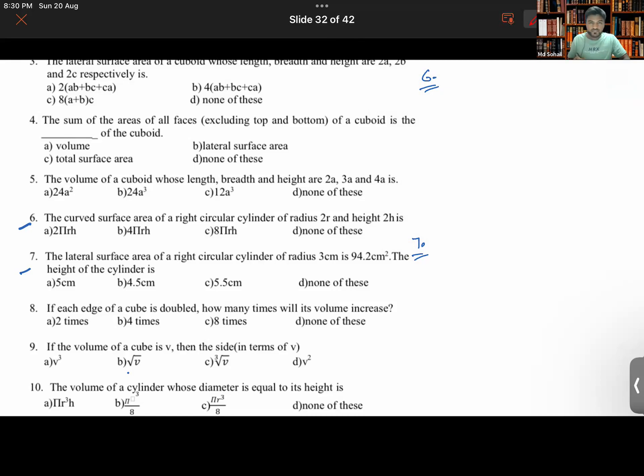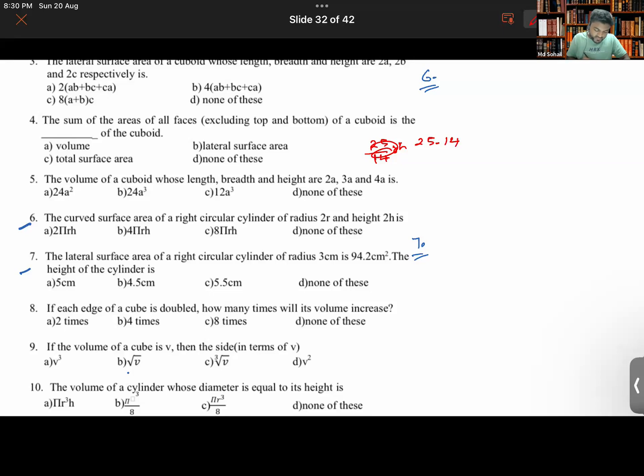Mine was 25.14 RH. Okay, 25 upon 14. It's RH, no? Yes, 14. Okay, let's solve it then.